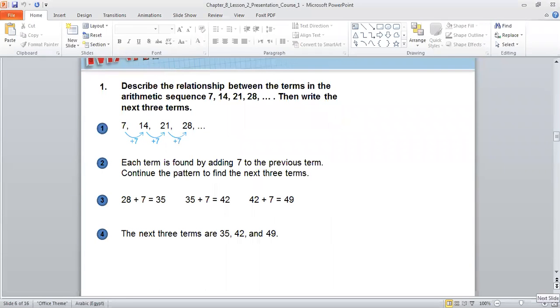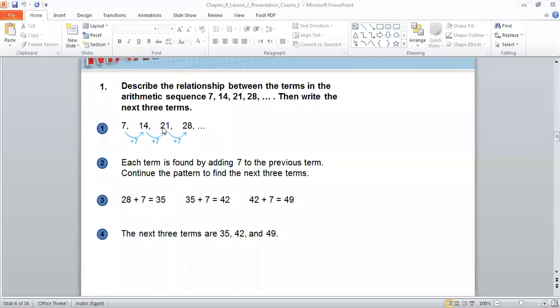Look with me. Describe the relation between the terms of the arithmetic sequence: 7, 14, 21, and 28. The first number here is 7. The next number will be 14. So if the first is 7, the next one is 14. What do I do? I add 7 here. So from 7 to 14, you add 7.